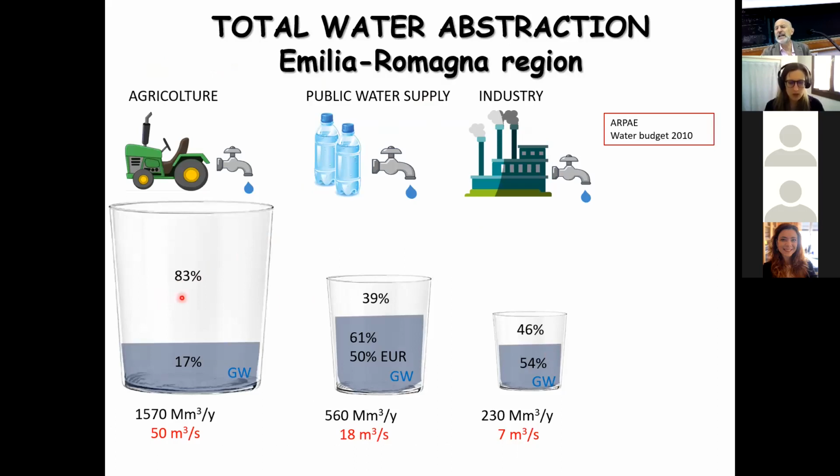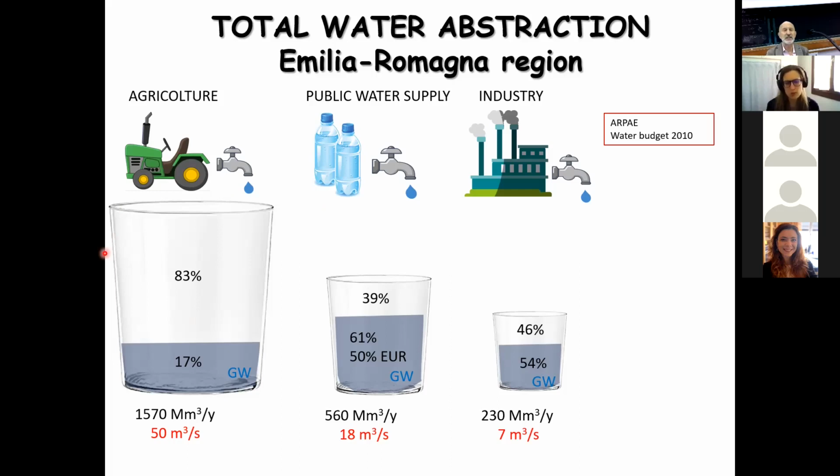And for Emilia-Romagna, here we have the differentiation between different types of use: agriculture, public water supply, and industry. You see that a big quantity of the fresh water resources in Emilia-Romagna is used for agriculture, a very big proportion, and the surface water, in white, is much more dominant with respect to the groundwater. Whereas for public water supply, you have an increase of the proportion of groundwater with respect to surface water. And for industrial use, they are more or less in the same proportion.